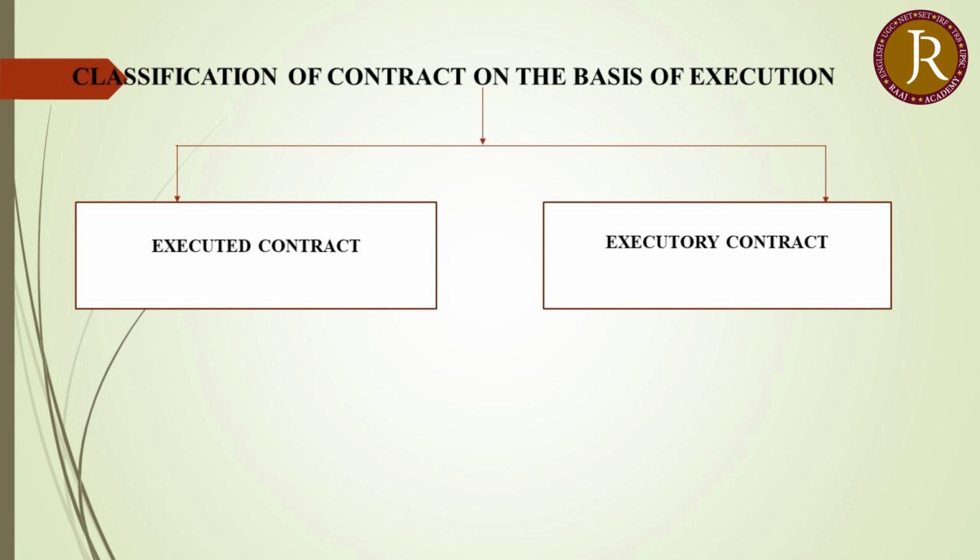The next one is executory contract. An executory contract is one which is either wholly unperformed or something remains to be done by both the parties to a contract. Sometimes a contract may be partly executed or partly executory. So these are the various types of contract.